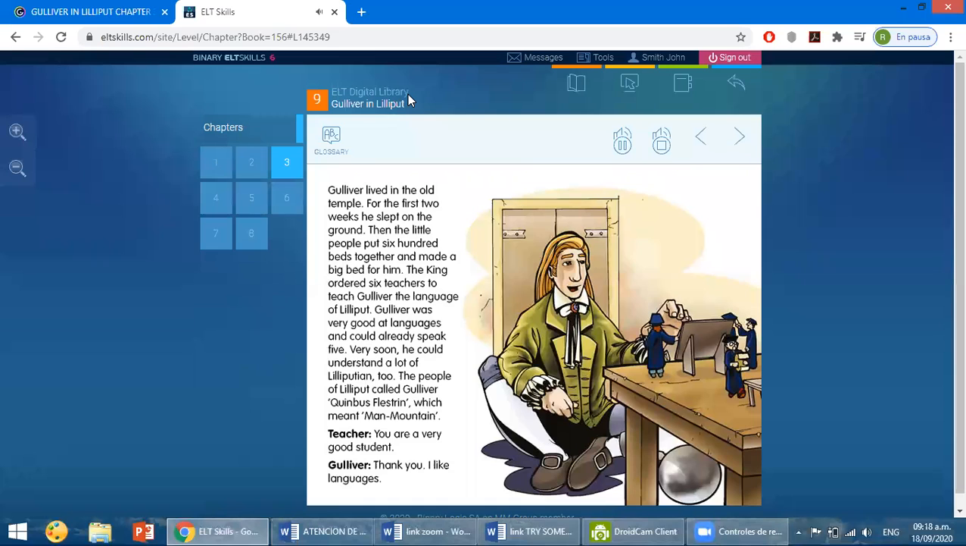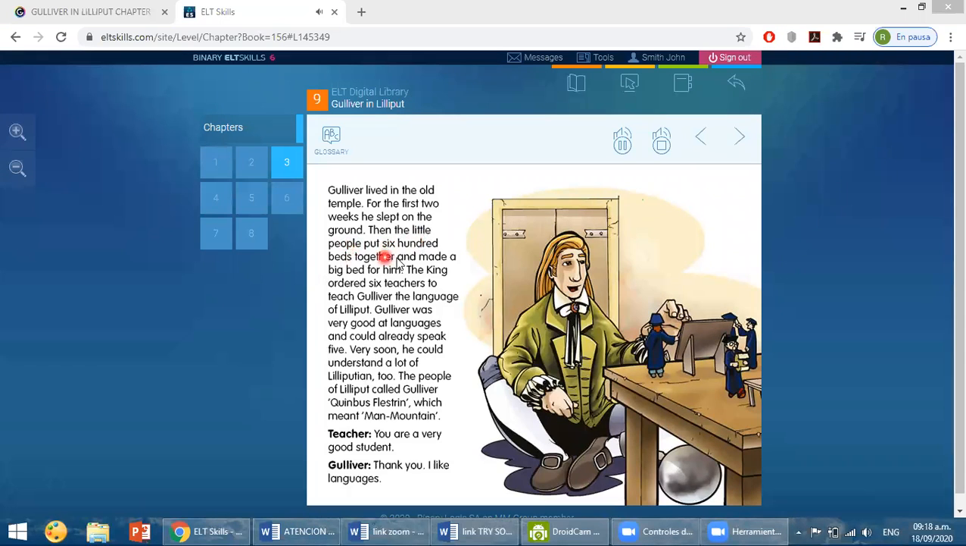Gulliver lived in the old temple. For the first 2 weeks, he slept on the ground. Then the little people put 600 beds together and made a big bed for him. The king ordered 6 teachers to teach Gulliver the language of Lilliput. Gulliver was very good at languages and could already speak 5. Very soon he could understand a lot of Lilliputian too. The people of Lilliput called Gulliver Quinbus Flestrin, which meant Man Mountain.